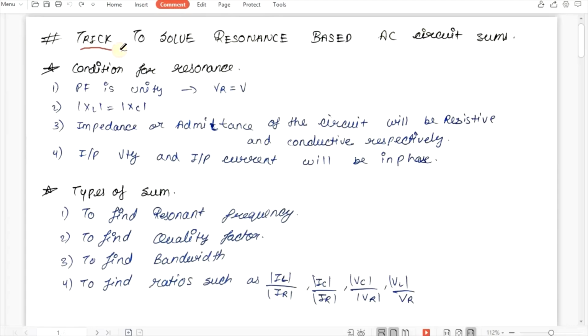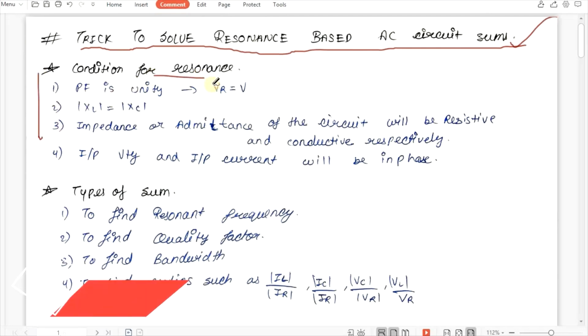Hello friends, today we are going to see the trick by which we can solve resonance based AC circuit sums very easily, very fast. Before we move to the sum, let us see the conditions for resonance by which we can identify that a sum is for resonance.